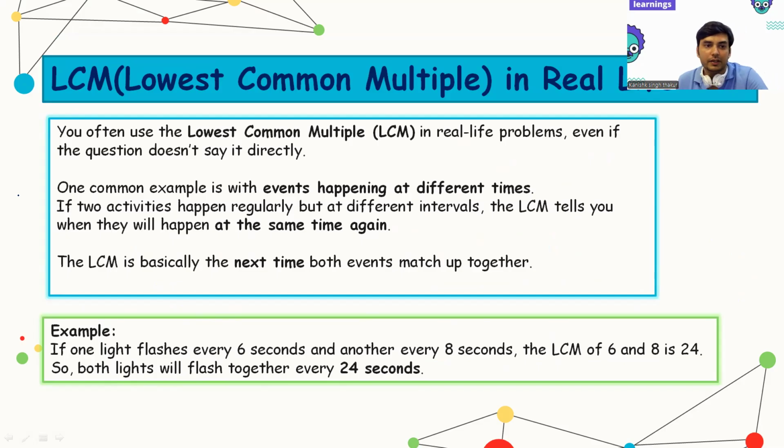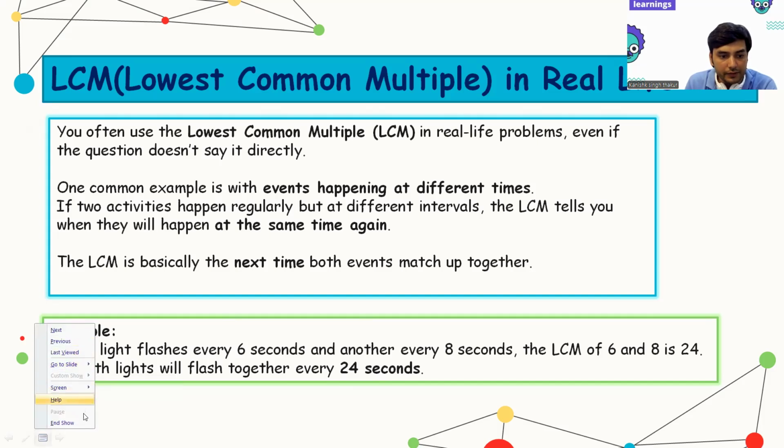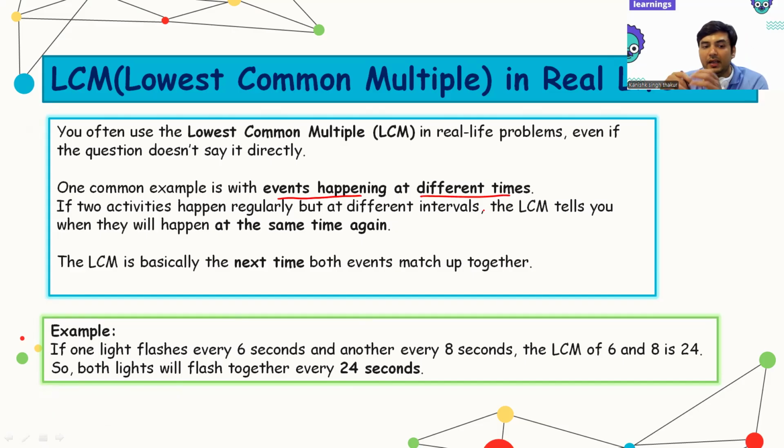So I hope you must have got it. Right, now we'll be doing LCM, lowest common multiple, in real life. So you often use the lowest common multiple in real life, right? As shown here. Now see how to do this. Suppose one example is that events are happening, suppose a bell is ringing at different times, regularly, but at a different interval. So LCM tells you when they will happen at the same time again, right?